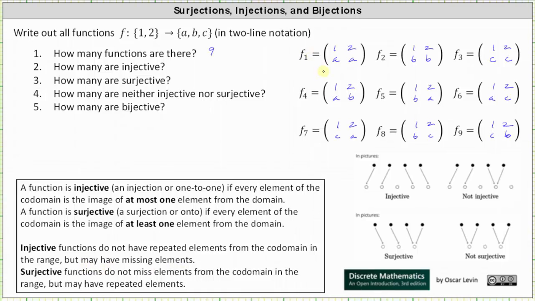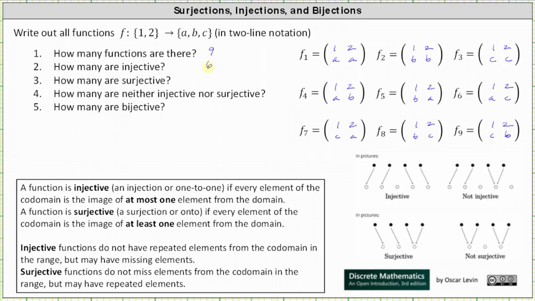Well, functions f sub 1 through f sub 3 do have repeated elements from the codomain in the range, and therefore these 3 functions are not injective. Or more formally, these 3 functions are not injective because every element of the codomain is not an image of at most one element from the domain. However, the remaining functions, meaning f sub 4 through f sub 9, are all injective because none of the elements from the codomain are repeated as elements in the actual outputs or the range. And therefore we have 6 injective functions.